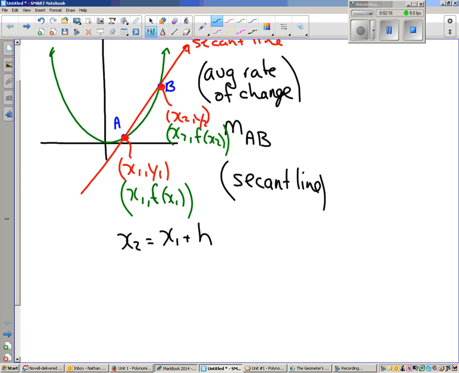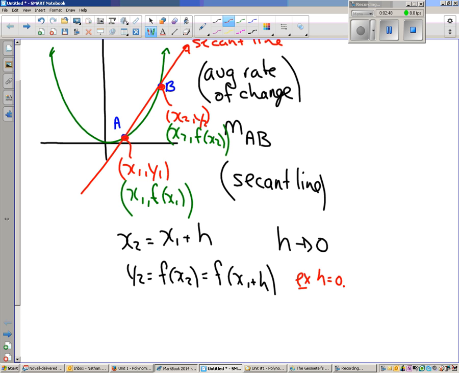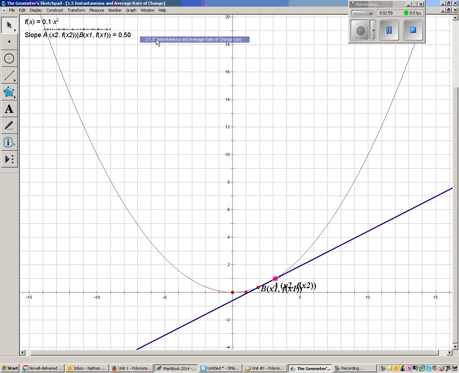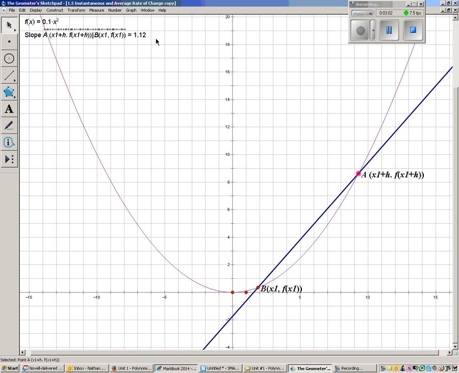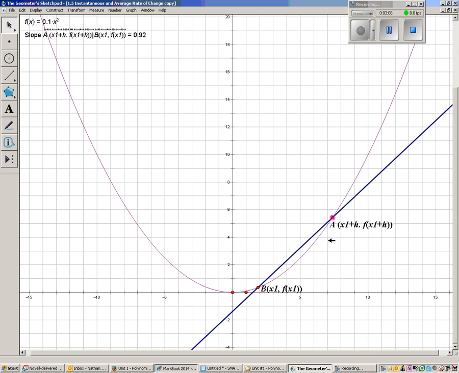Similarly, y2, which was f of x2, would now be f of x1 plus h, where h is just that little tiny bit. And what we're going to try and find out is what happens when h gets very close to 0. When h gets very, very close to 0, let's say h is 0.001, the second point is going to be getting very close to that first point.